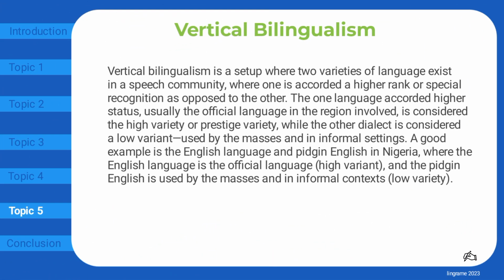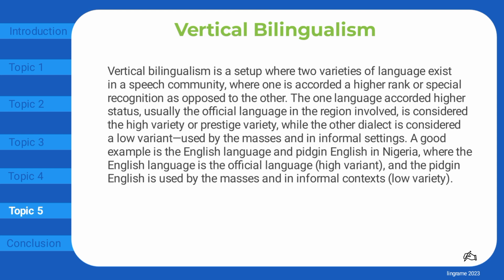Vertical bilingualism is a setup where two varieties of language exist in a speech community, where one is accorded a high rank or special recognition as opposed to the other. The one language accorded higher status, usually the official language in the region involved, is considered the high variety or prestige variety, while the other dialect is considered a low variant, used by the masses and in informal settings.